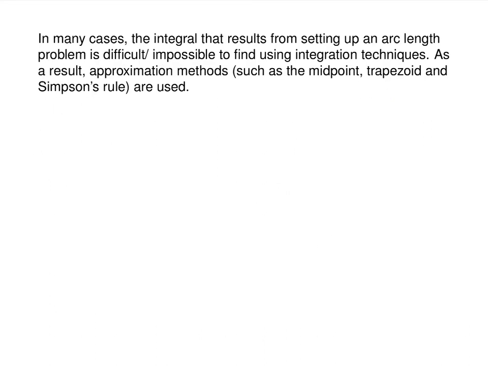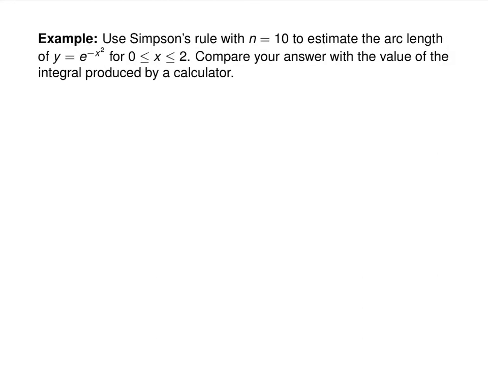In many cases, the integral that results from setting up an arc length problem is difficult or impossible to find using integration techniques, and as a result, approximation methods such as the midpoint, trapezoid and Simpson's rule are used. So we're going to use Simpson's rule with n equals 10 to estimate the arc length of y equals e to the negative x squared for x between 0 and 2.